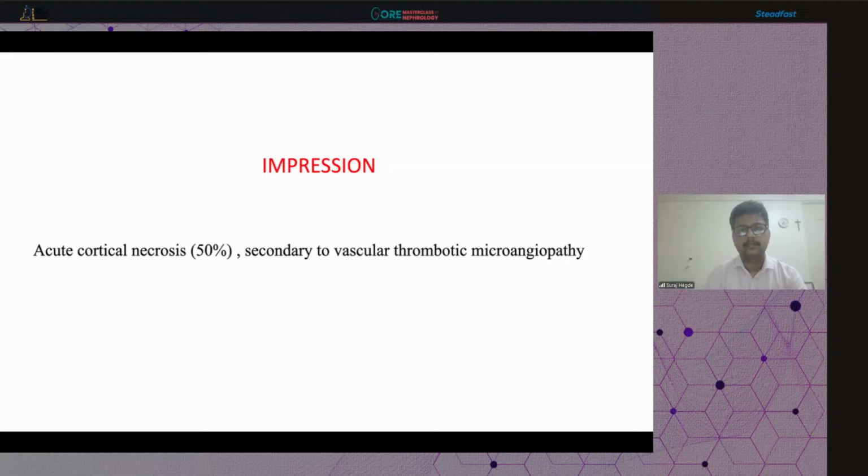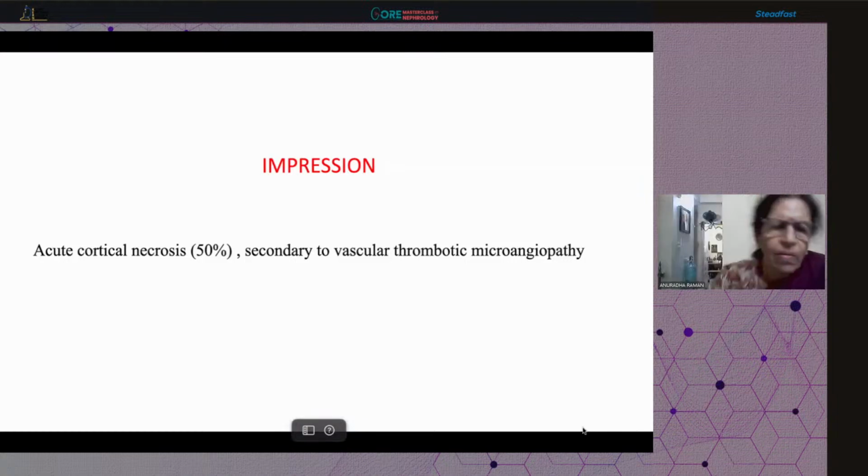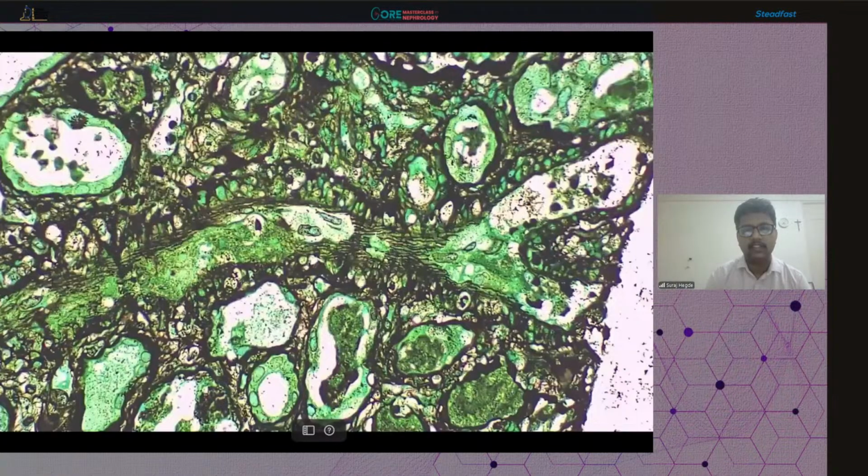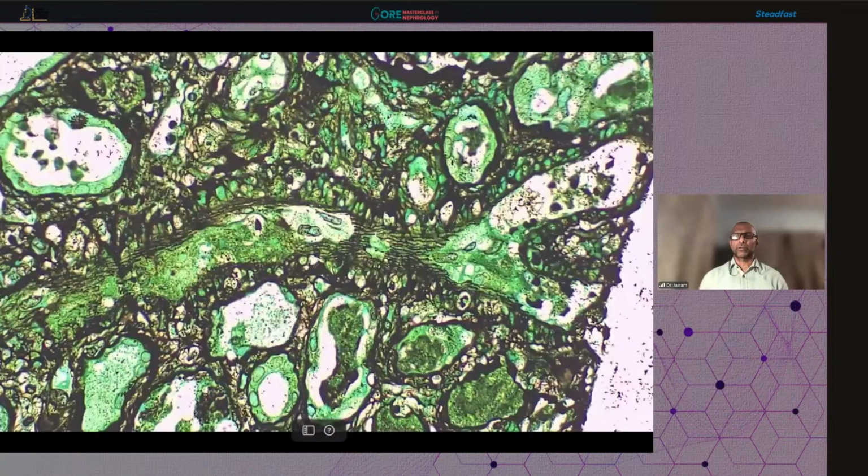Ma'am, if I may interrupt here, I think none of the glomeruli showed thrombi. They just showed ischemic wrinkling. The thrombi were outside the glomeruli. Oh, okay. Suraj, would you please show the slide again? Interlobular arteries showed thrombi. The thrombi are in the arteries. The glomeruli did not show any thrombi.